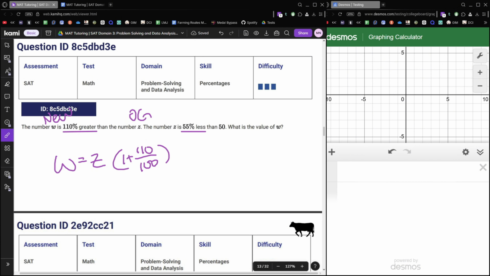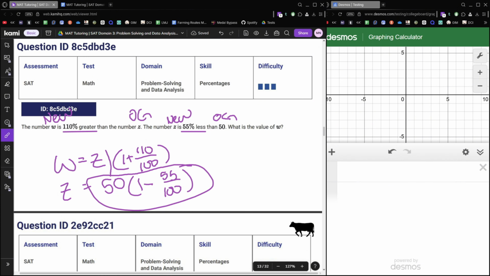And then in our second equation, z is 55% less than 50. Z would be our new value because that's now before our percent, and then 50 would be our original. So new is equal to old times 1 minus, because it's percent decrease, our percent, so 55 over 100. And now they want us to find the value of w. And there's two ways we can do this. The first way is that you can just put both equations in, and then you would have a system of equations. The second way is that we can just substitute this entire thing for z.